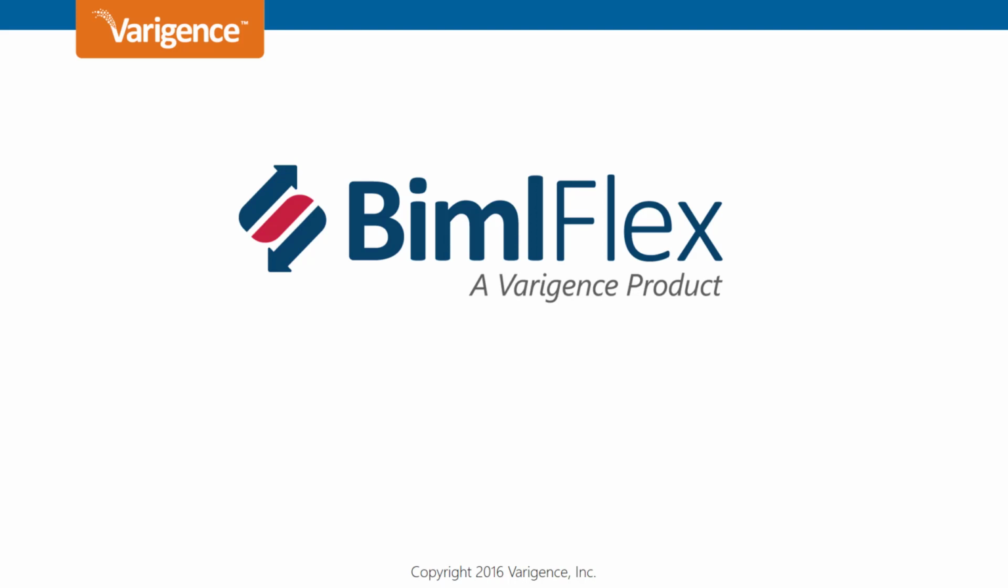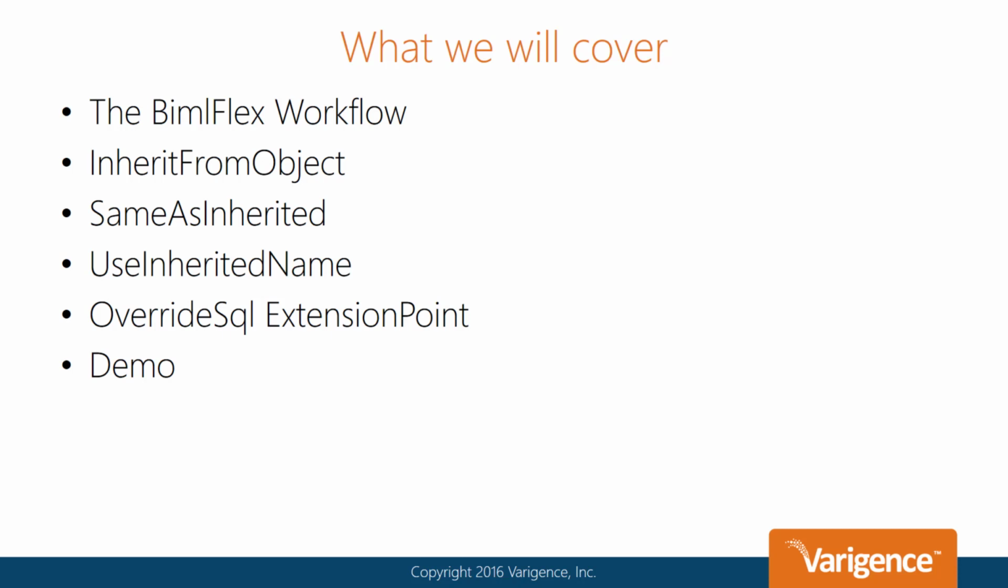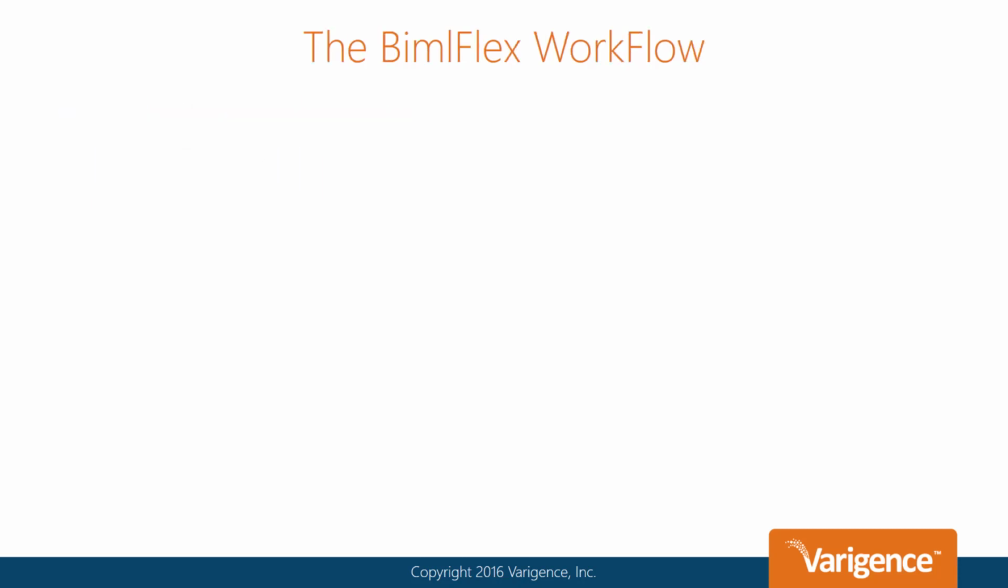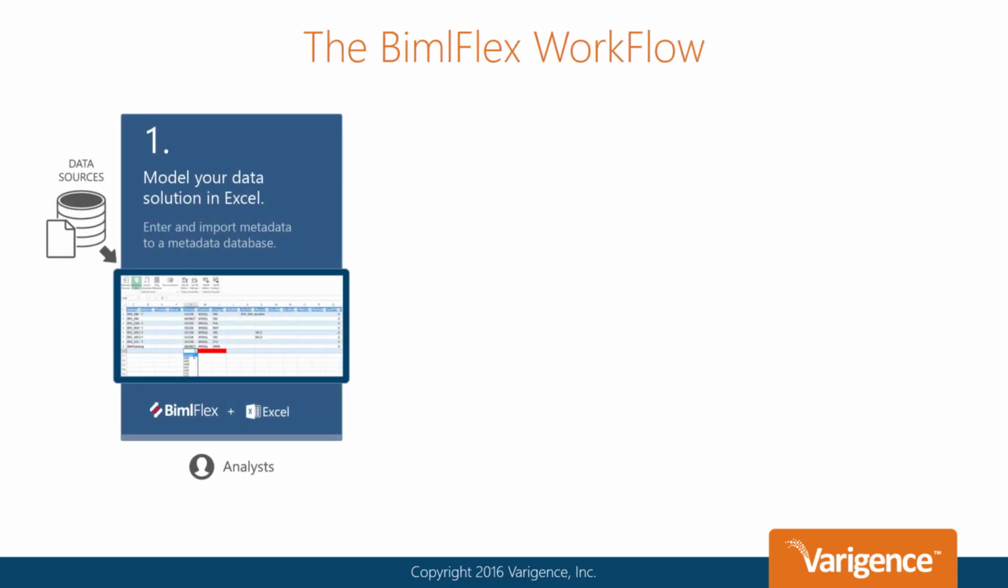In this session, we're going to be talking about object inheritance within BimlFlex. We're going to look at the BimlFlex workflow real quick, and then look at three settings, three metadata objects you can set on the objects tab. One is called inherit from object. One is same as inherited, use inherited name, and then we'll also look at the override SQL extension point that accommodates these. Firstly, let's have a quick look at the BimlFlex workflow.